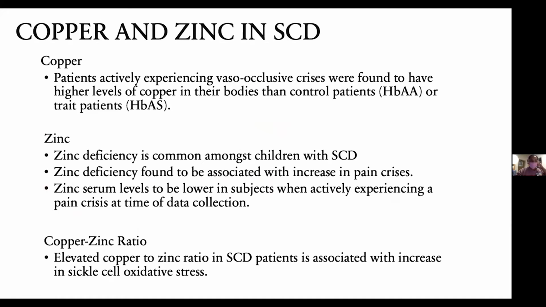The most common mineral micronutrients that have been studied in sickle cell disease are copper and zinc. Patients actively experiencing vaso-occlusive crises were found to have higher levels of copper in their bodies than control patients or trait patients. Zinc deficiency is common amongst children with sickle cell disease and has been found to be associated with an increase in pain crises. Zinc serum levels have been found to be lower in subjects when actively experiencing a pain crisis at the time of data collection. An elevated copper to zinc ratio in sickle cell disease patients is associated with an increase in sickle cell oxidative stress.